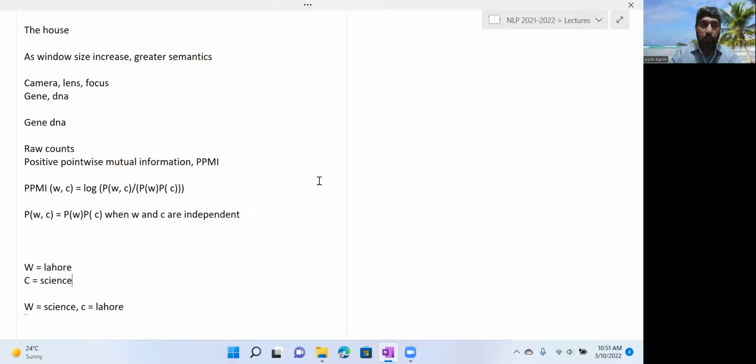So far, what I've written here is just the pointwise mutual information, which can give you a negative value as well. Of course, we are taking the log of the ratio, so if you have a value that's less than 1, you get a log which is negative.